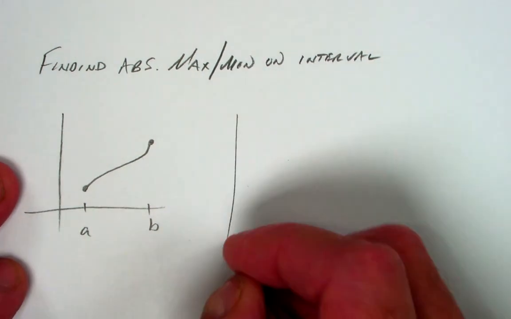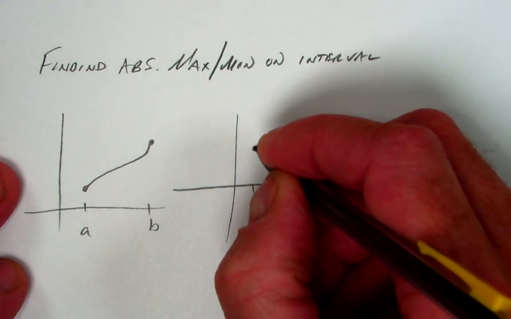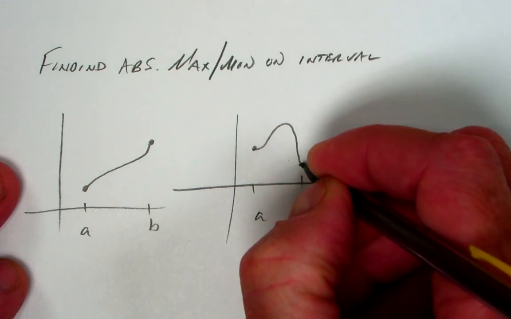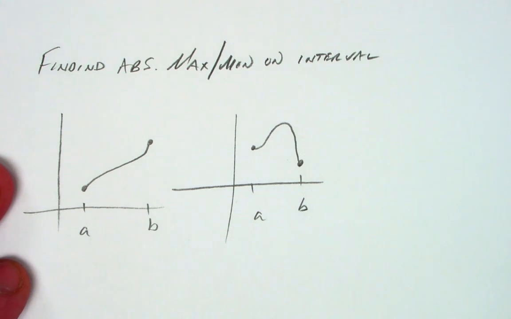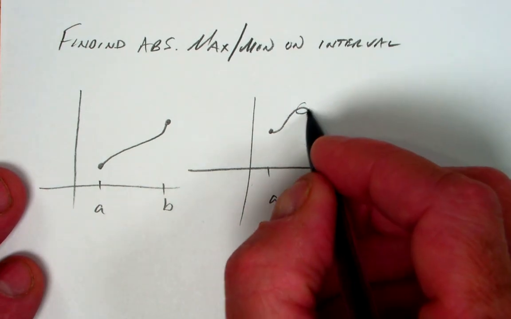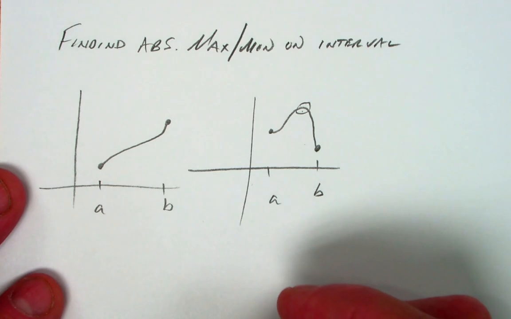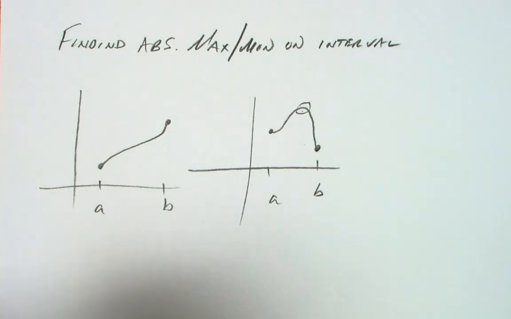No. I could draw something different, and I could say, here's a to b, and I could go like this. Okay? It could be at any other point. What kind of point is this? It's a max, and it's actually a critical point. It's a critical point because my slope is 0.